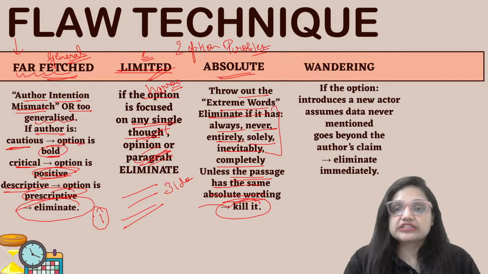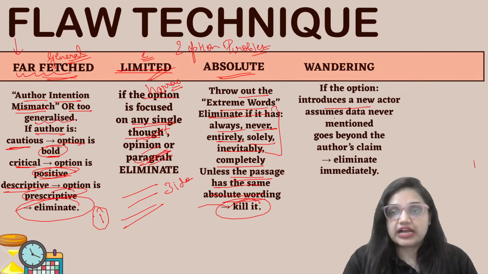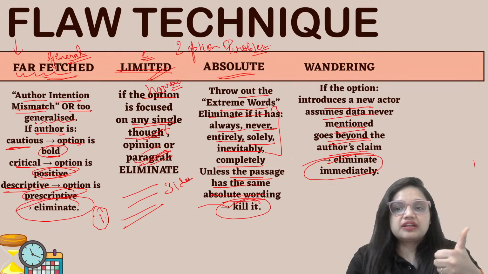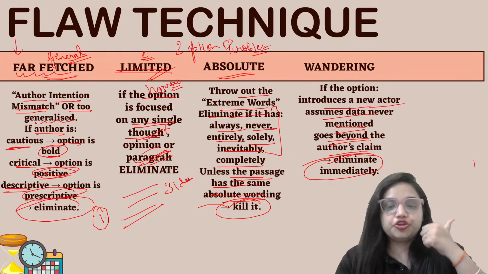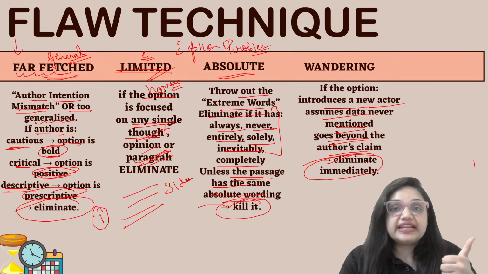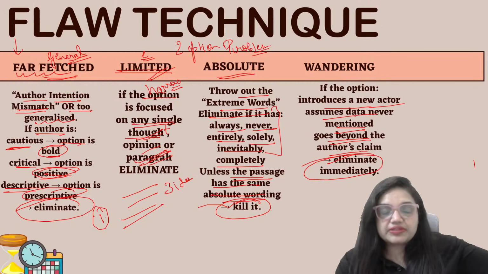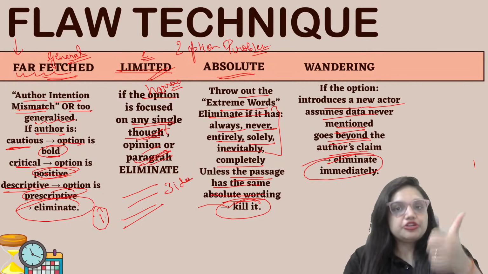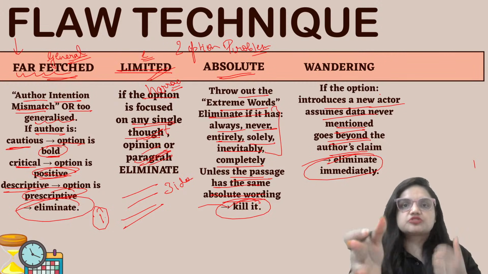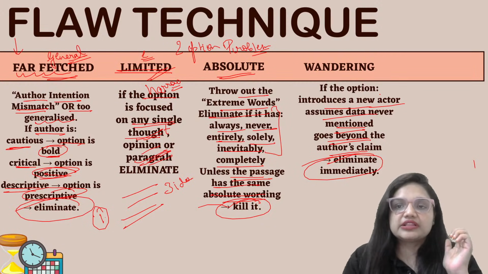Understood? And last one is wandering. If the option introduces a new actor, assumes data never mentioned, goes beyond the author's claim, then you need to eliminate it immediately. Kya kya? If it is introducing a new actor, character, or talking about a new topic completely, then you are going to eliminate it. It is assuming data that is never mentioned in the paragraph. मतलब कहीं relation ही नहीं है. Wandering मतलब क्या होता है? घूमना फिरना. अचानक से कहीं से भी घूमते फिरते. Just go on wandering, है ना? तो wandering का मतलब ही यही होता है.